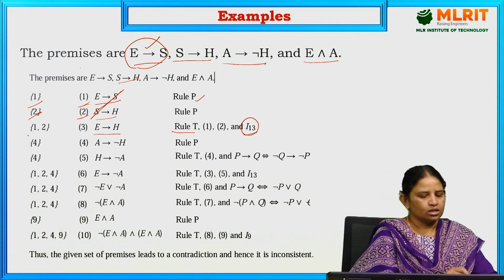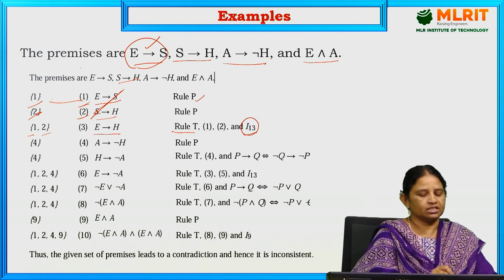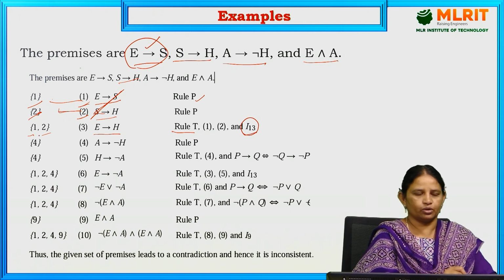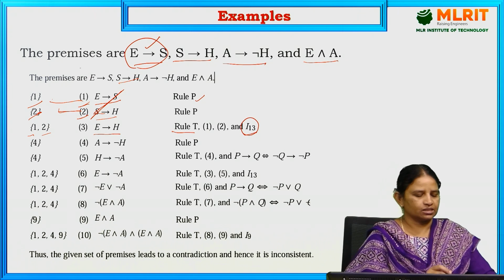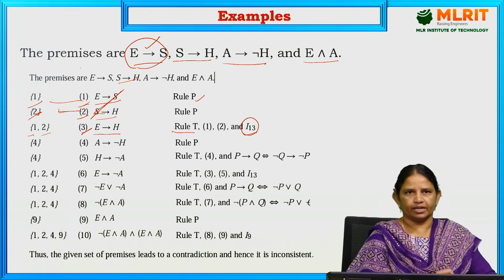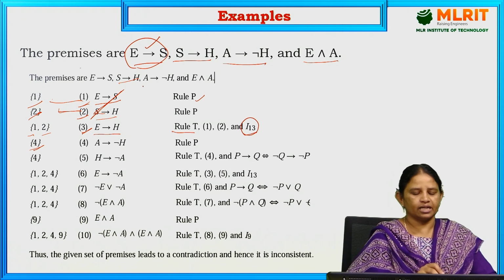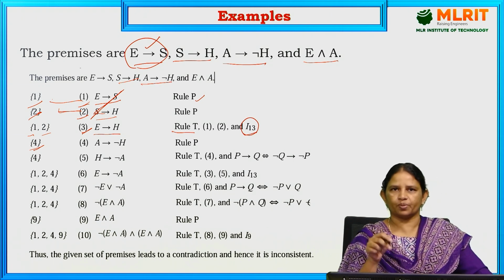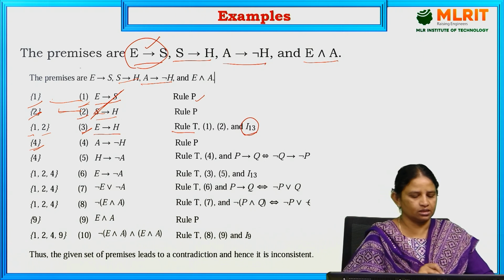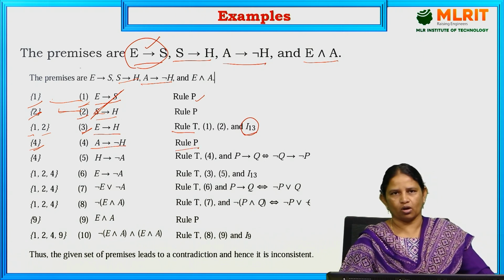E tends to H is present on premise number 1, and S tends to H is present on premise number 2. From 1 and 2, E tends to H is derived. So step number 3 is completed. We can take step number 4. Then, what is the next premise? A tends to negation H. It is present in the set of premises. We can call it as rule P.